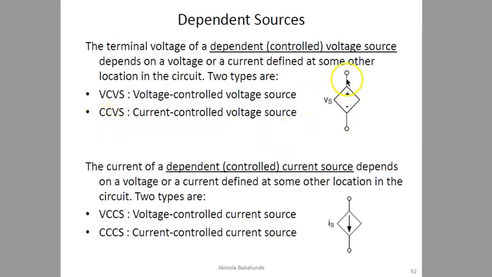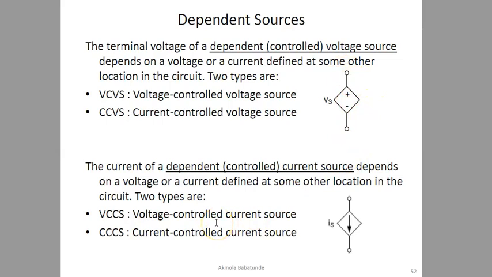Okay, so this is the representation for a dependent voltage source. You can see we have Vs, and this time around it is not a circle, it is a diamond shape, a kite shape. And then you can see we have a plus, and then we have our negative here between these two terminals.